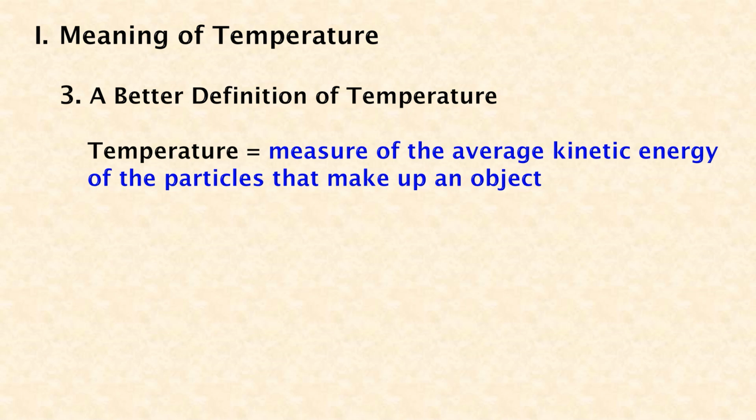It's important we use this idea of average because even in a very cold object, there will be a few molecules moving relatively fast. And conversely, in a very hot object, there will be some molecules that may be moving quite slowly. So on average, though, we can say that a hot object has fast moving molecules and a cold object on average has much slower moving molecules.